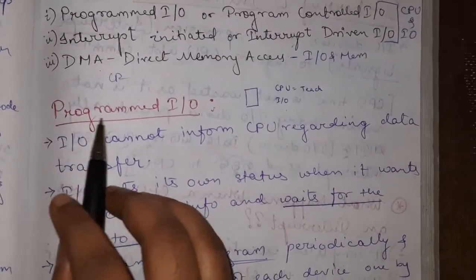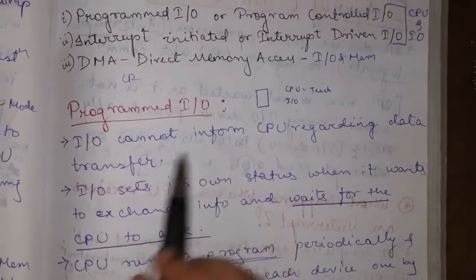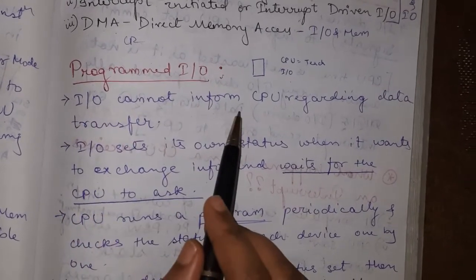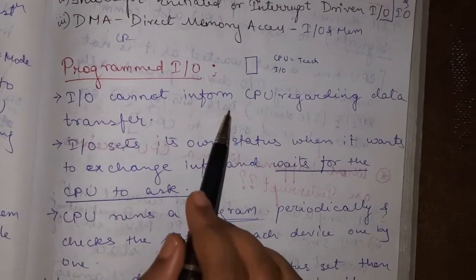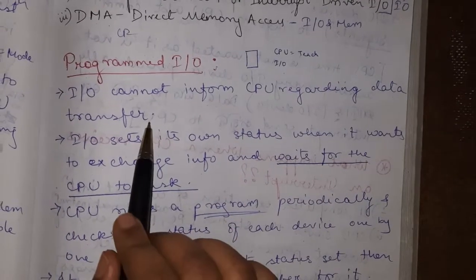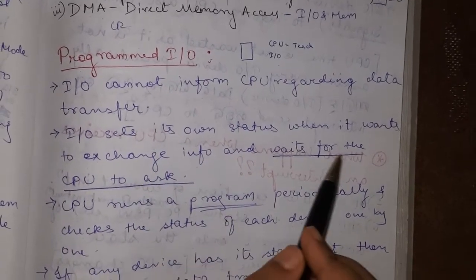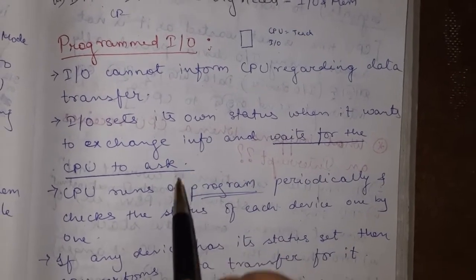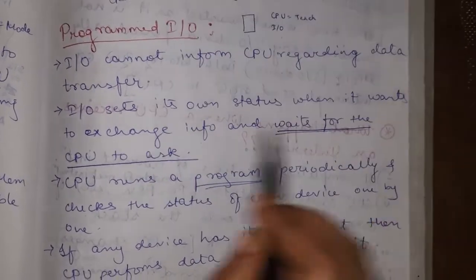So programmed input output, what happens in this? IO devices cannot inform the CPU regarding the data transfer. IO sets its own status when it wants to exchange information and waits for the CPU to ask. So this is the important point.